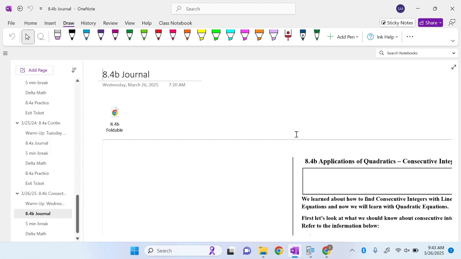Now, what we're going to do is that last semester you learned about how to find the sum of two or more consecutive integers. That was with linear functions. So when we set the equations, that gave us a linear equation. Now we're going to talk about how to find the product of two or more consecutive integers. And that's going to, when we set up the equation, give us a quadratic.